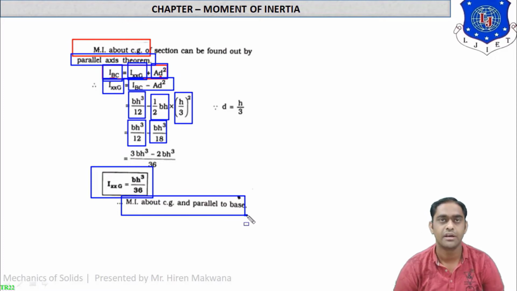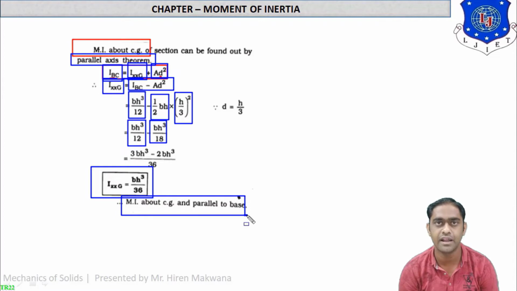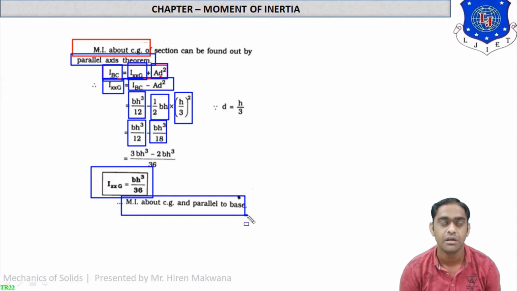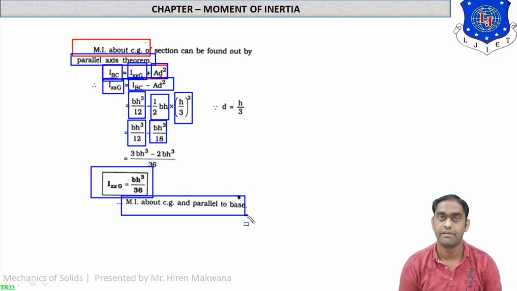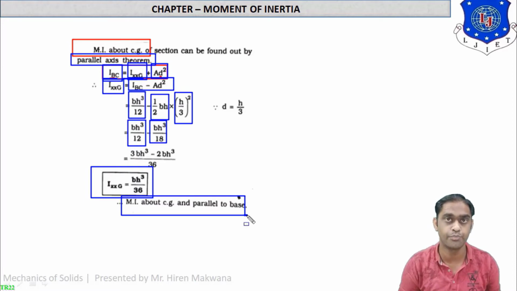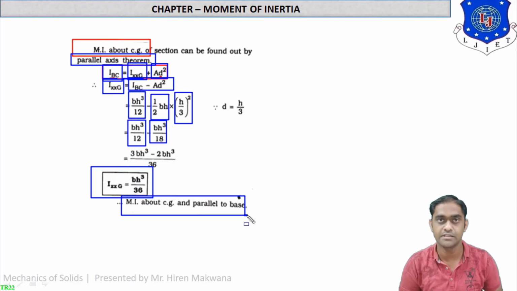So here we have derived two formulas for the moment of inertia of the rectangle and the triangle. In the rectangle, the moment of inertia about CG is bd cube by 12 and the moment of inertia of the rectangle about the base is bd cube by 3. While in the triangle, the moment of inertia about the base is bh cube by 12 and the moment of inertia about the centroidal axis is bh cube by 36. Generally, we will use the moment of inertia about the centroidal axis only while calculating numericals.